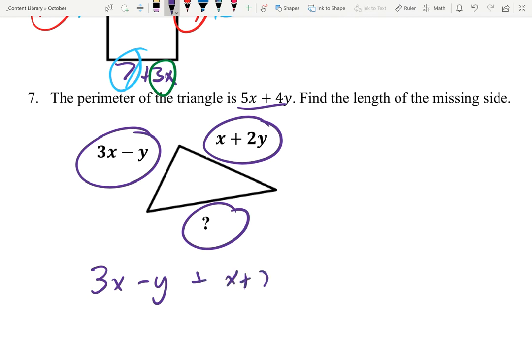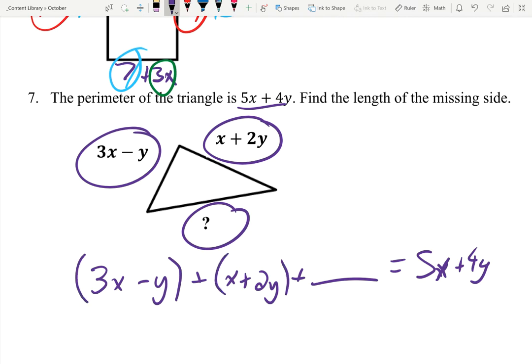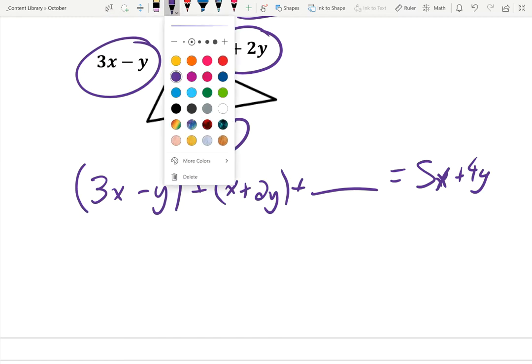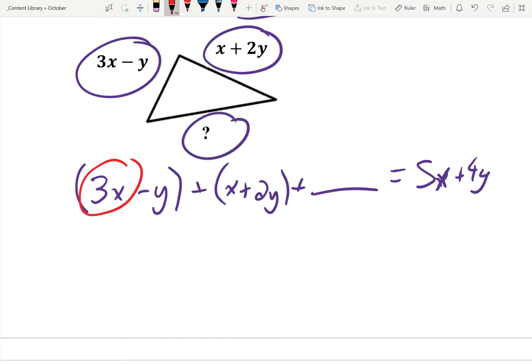So I know when I add up all 4 sides, I'll have 3x minus y plus x plus 2y plus something, right, is equal to the 5x plus 4y. All right. So what I like to do is go ahead and combine the terms that I can combine just to keep things a little simpler, and then we'll go from there. So if I combine my regular x terms, I'll have, for example, 3x and x. Now we can't combine this one with it because that's on the other side, right? That's part of the answer. I'm just simplifying the left side.